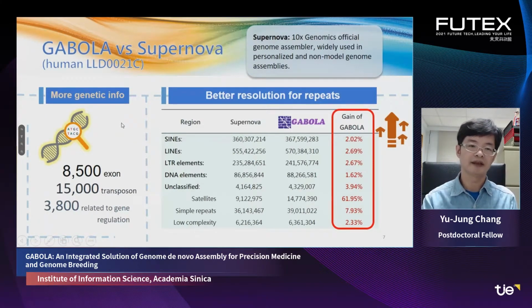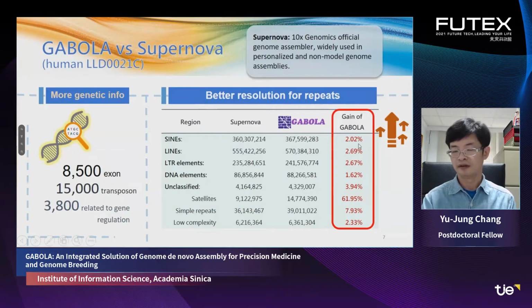Okay, the experimental result. GABOLA versus Supernova. Supernova is the 10x Genomics official genome assembler, widely used in personalized and non-model genome assemblies. Compared to Supernova assembly, GABOLA assembly provides more genes found and more genetic information, for example, 8,500 exons, and so on. More transposons, more regions related to gene regulation, and also we have better resolution for repeats. For SINE, the gain of GABOLA is 2%, the LINE is about 2.7%, and so on.